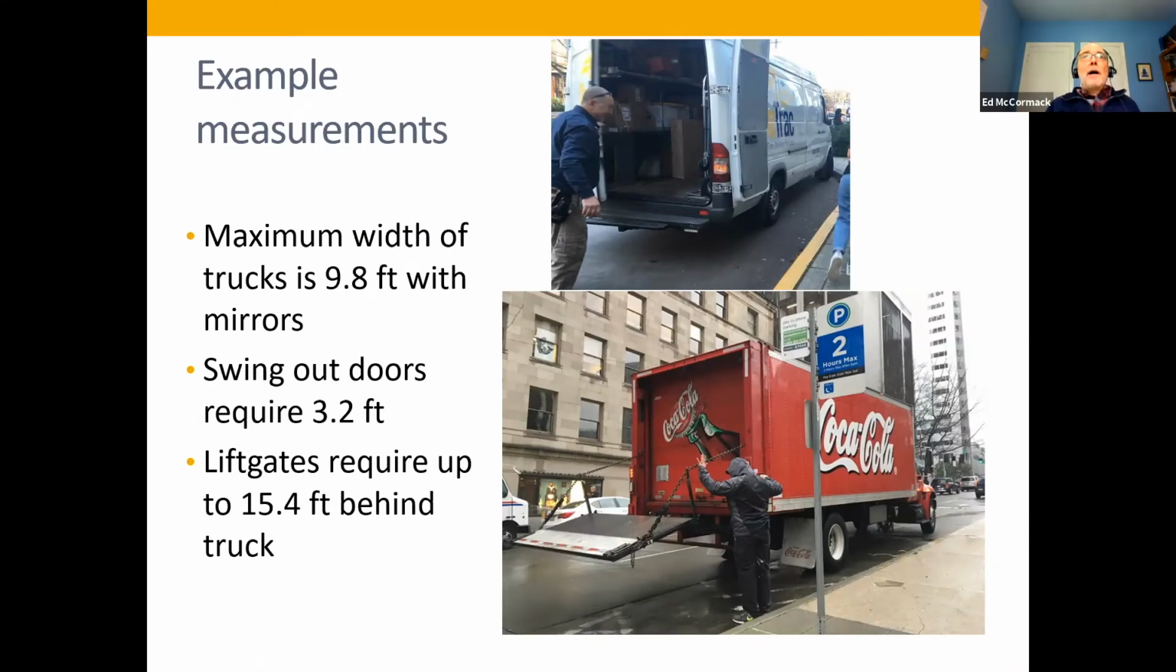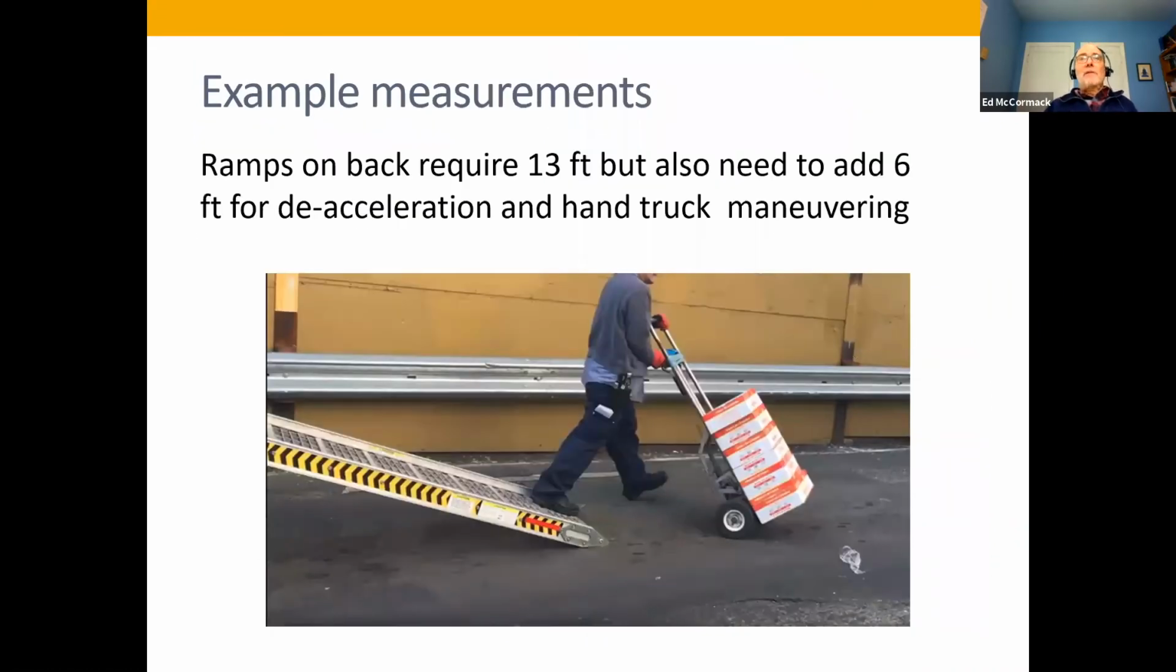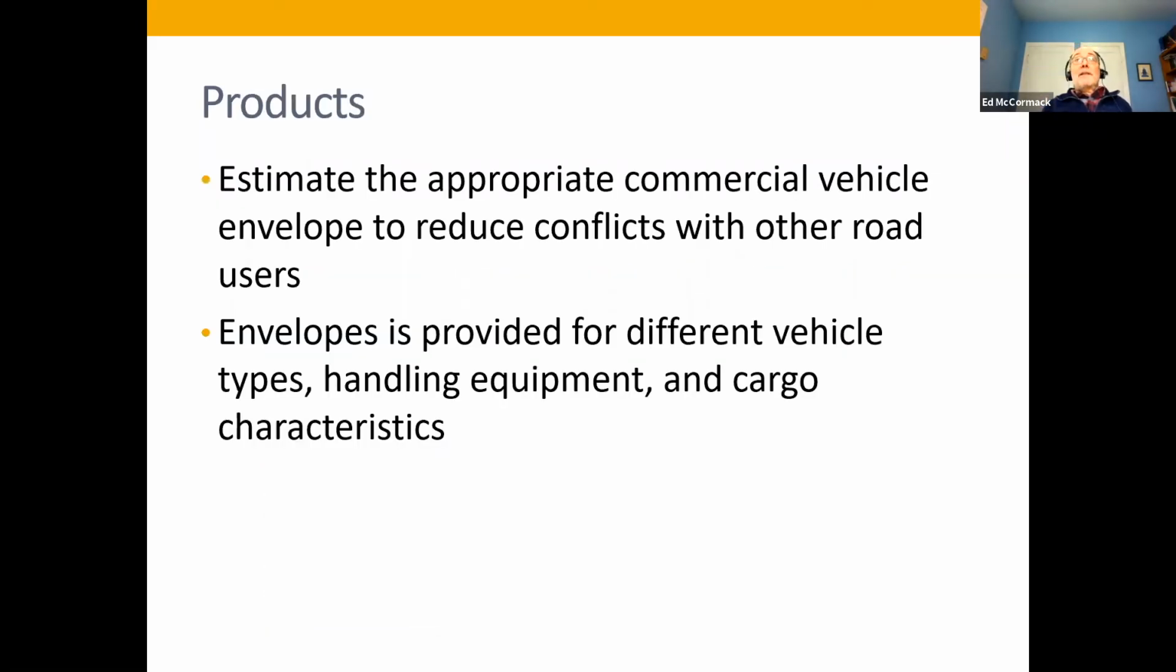There's a few things that caught us a little bit by surprise. Now we knew we could measure a ramp, it sticks out the back of the truck by 13 feet, but we didn't realize that you need an additional 6 feet so that the driver can decelerate coming down the ramp and get that hand truck turned around. So that added some additional space in the back of a truck that a driver needed to load and unload. So this let us estimate the appropriate commercial vehicle envelope to reduce conflicts with other road users.